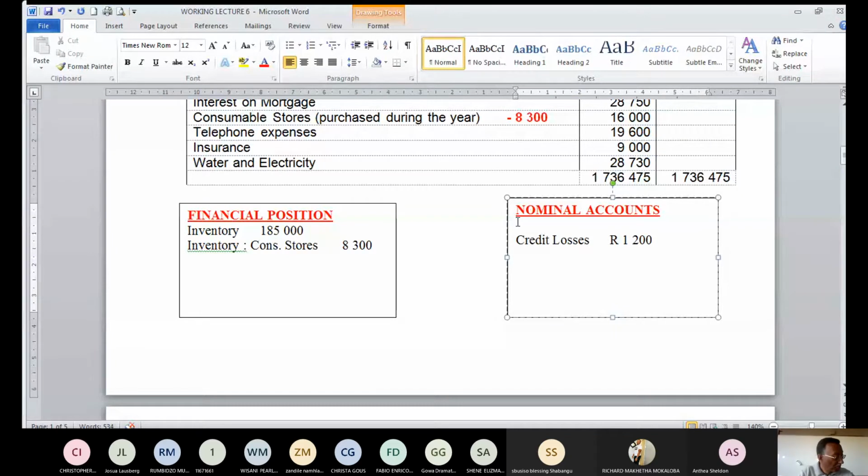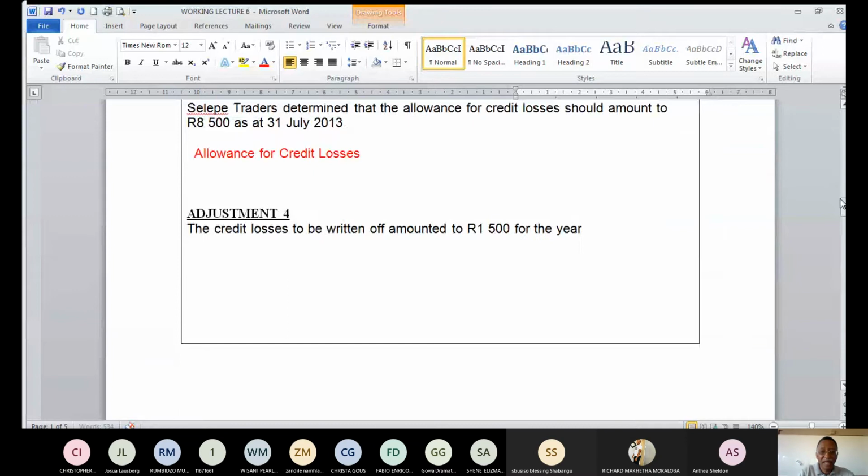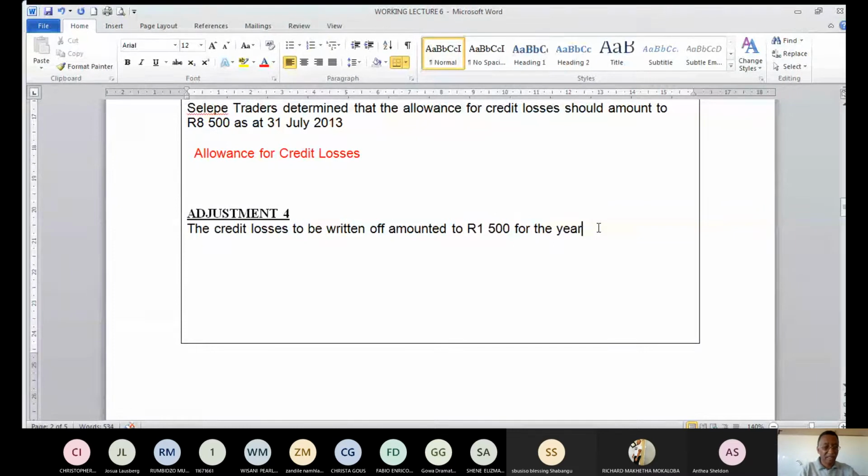I am on to adjustment number 4 now. Adjustment number 4. In adjustment number 4, they tell you that credit losses to be written off for the year is 1,500 Rand. This will fall into the category that we now call additional credit losses. There's more credit losses now, and our additional credit losses is the amount of 1,500 Rand.